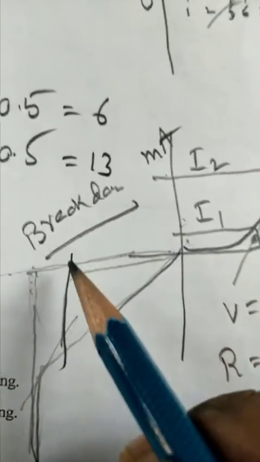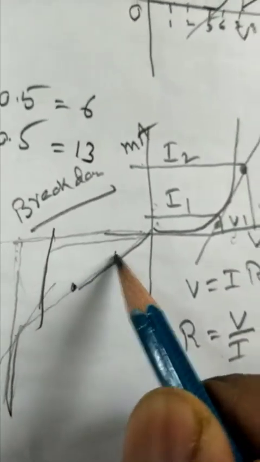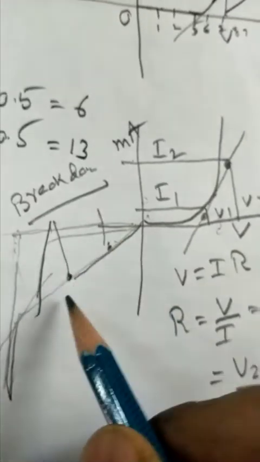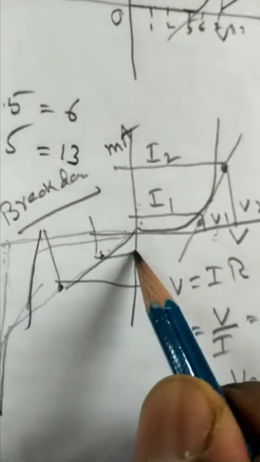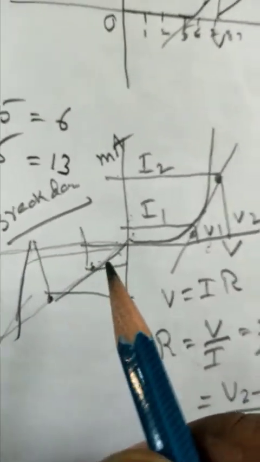Now I am not going to find the breakdown voltage, only the reverse resistance. We take any 2 points on the line, and we get I2, I1, V2, V1, substitute in the formula, and we get the reverse resistance here. Clear?